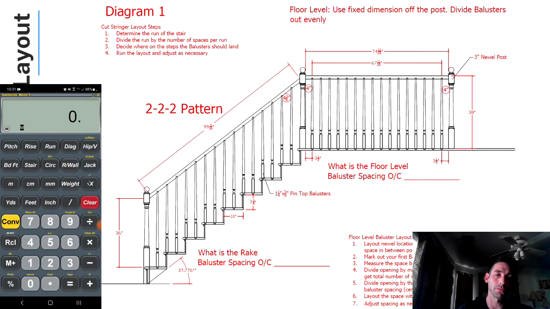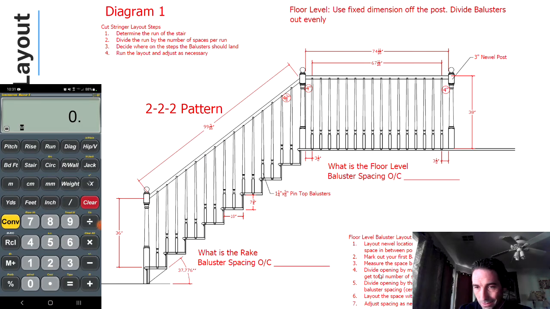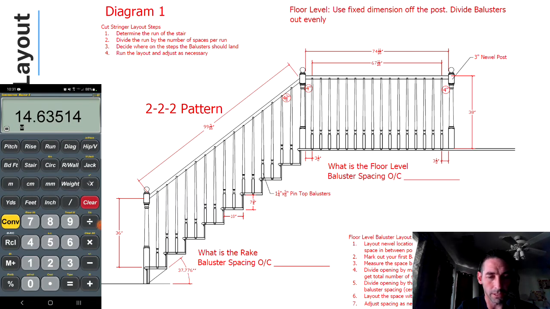I'll grab my calculator here so I can do this. Now I've got my Construction Master calculator open. Measure the space. Divide opening by maximum baluster spacing, then round up to get the total number of spaces. Let's call this a 5/8 baluster, pin top baluster. We know that we can't have more than 4 inches in between, so 4 and 5/8 would be our max on center space. So I'm going to take 67 inch 11/16 divided by my max space, 4 inch and 5/8. That's going to be 14.6.